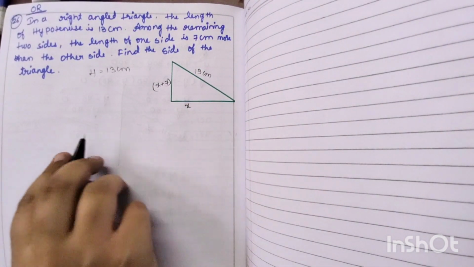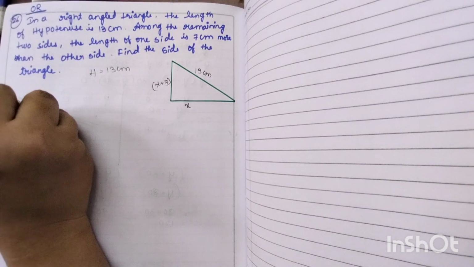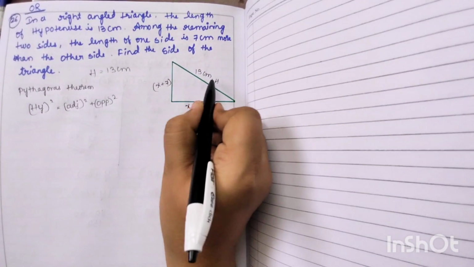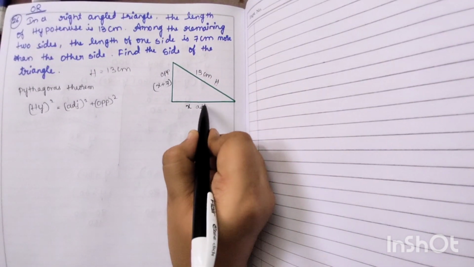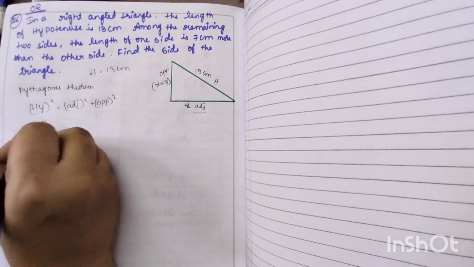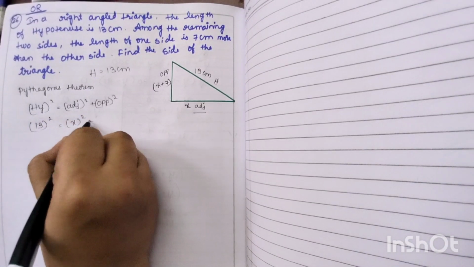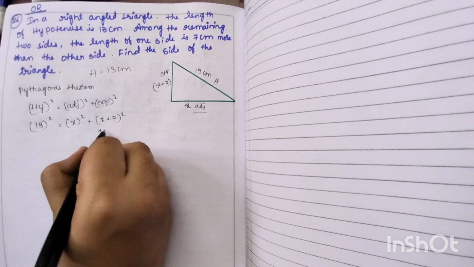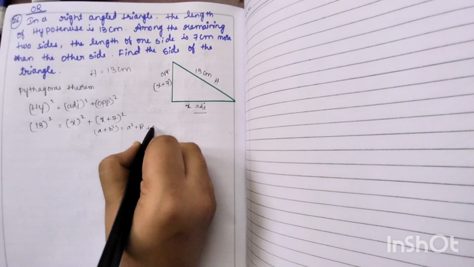Now first write the Pythagoras theorem. You know Pythagoras theorem, right? So write that down. This is hypotenuse, this is opposite, and the base one is adjacent. We know that, right? So now what is hypotenuse? Hypotenuse is 13 centimeter. Then adjacent we don't know, that is x, the whole square. And opposite is x plus 7, the whole square. Now we know the a plus b formula, right? a plus b whole square is equal to a square plus b square plus 2ab.